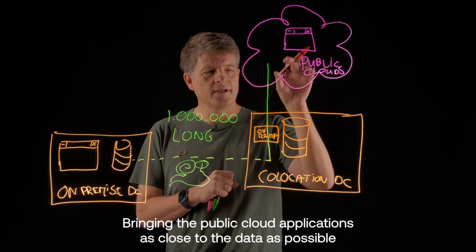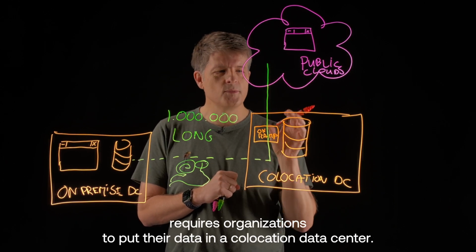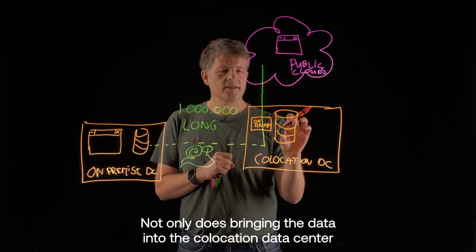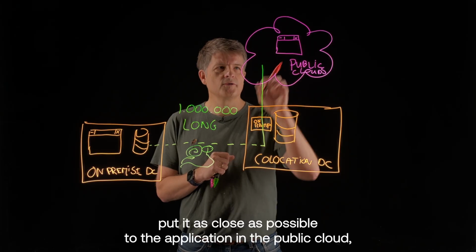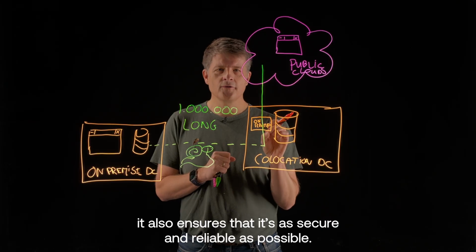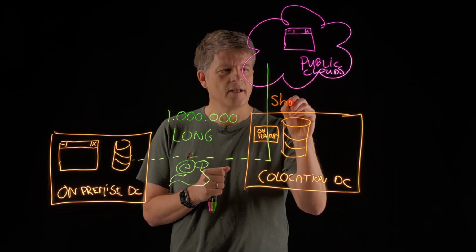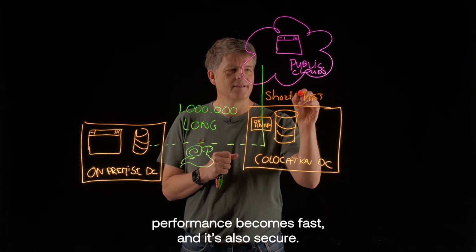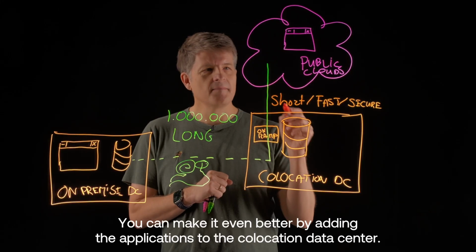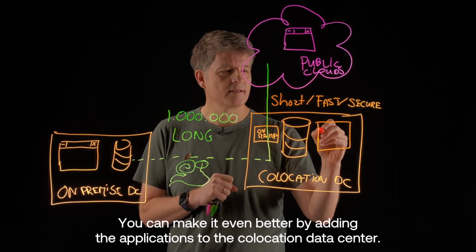Bringing the public clouds applications as close to the data as possible requires organizations to put their data in a co-location data center. Not only bringing the data into the co-location data center puts it as close as possible to the application in the public cloud, it also ensures that it's as secure and reliable as possible, because the distance is really short, performance becomes fast, and it's also secure. You can make it even better by adding the applications into the co-location data center as well.